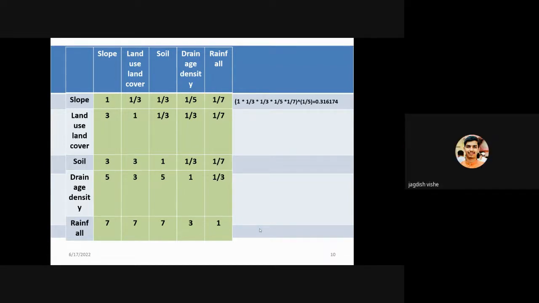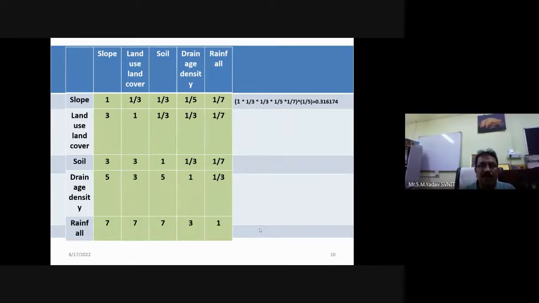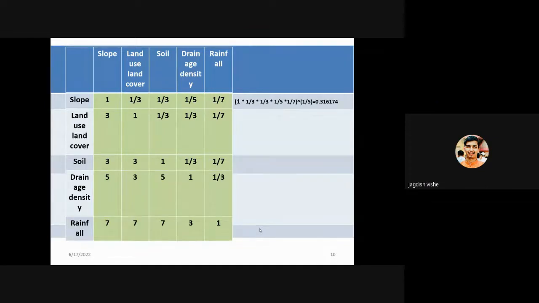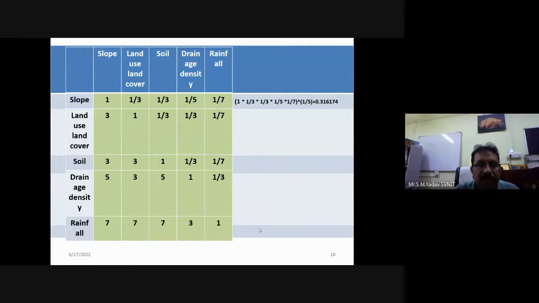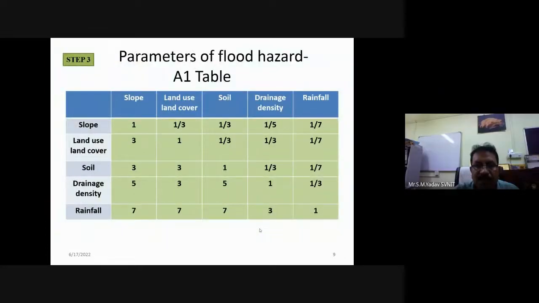Hello, sir. I had one doubt in that table. The matrix is a skew symmetric matrix, I guess. It is a 5 by 5 matrix, 1, 2, 3, 4, 5. The ith row and jth column value is the inverse of the jth row and ith column value. Let me check. Slope and rainfall is 1 by 7, so rainfall and slope is 7. Correct. Land use land cover and rainfall is 1 by 7, so rainfall is 7. Right. Then soil and rainfall is 1 by 7, so rainfall and soil is 7. Correct.